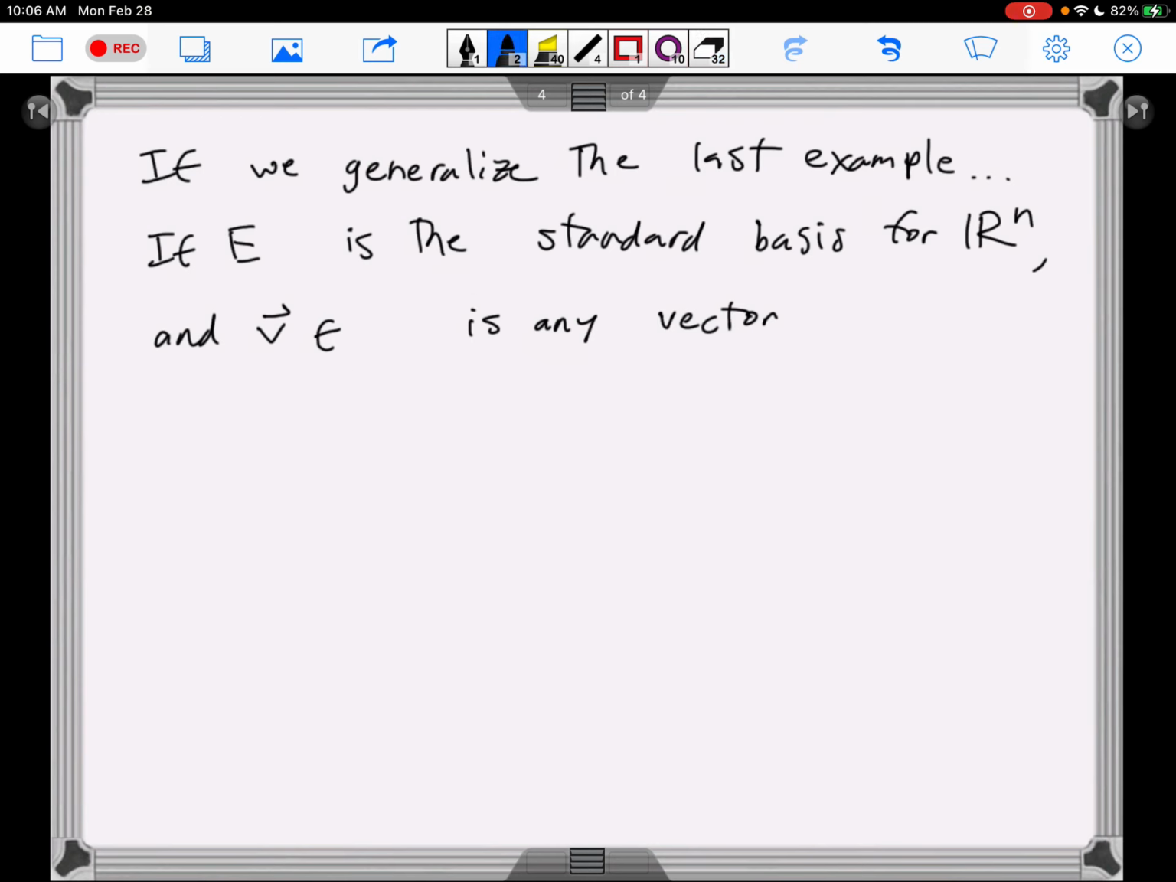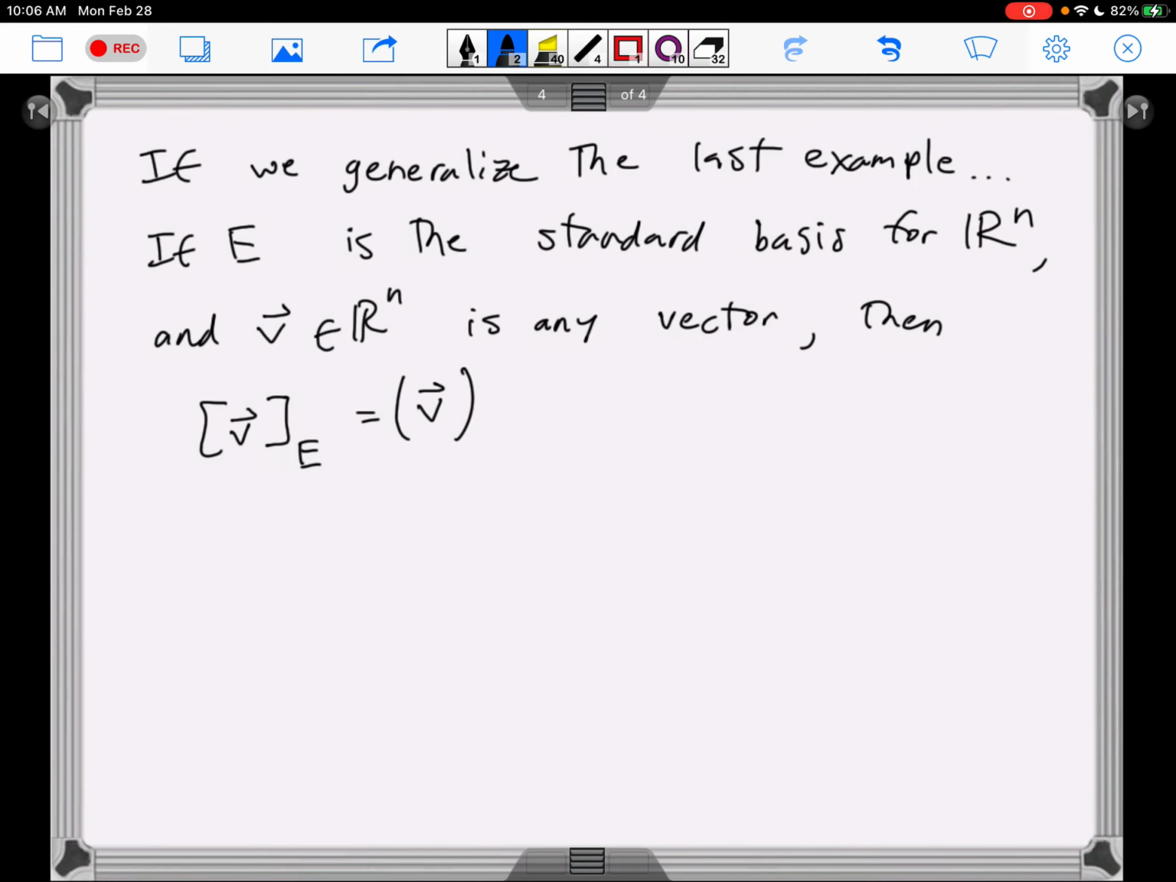Actually, let me not call it V. How about I just call it Rn, just so we're clear on what we're talking about here. And v in Rn is any vector, then v relative to the standard basis is just going to be itself as a column vector. Okay, so there's nothing to change here. Just like in that last example. In other words, you can do this for more than just R3. You can do it for any n.